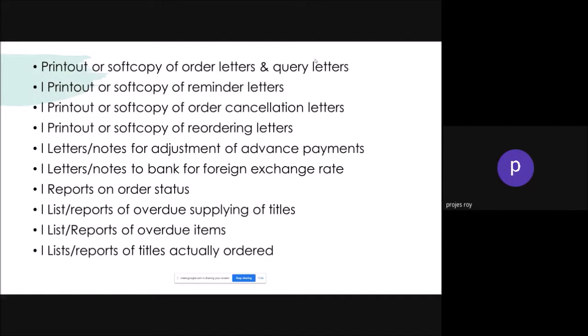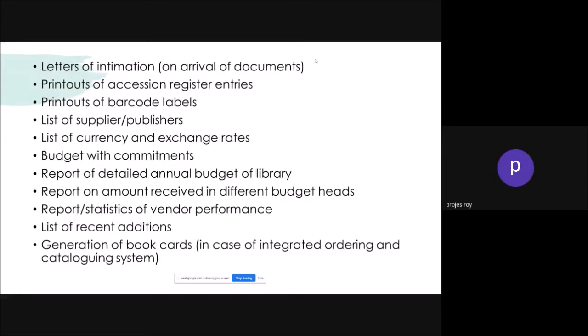Printout of soft copy of order letters, query letters, reminder letters, order cancellation letters, reordering letters, letter note for adjustment of advance payment, letter note for bank for foreign exchange, report on order status, report on overdue supply of titles, report on overdue items, and reports of titles actually ordered. So these are the steps you have to copy out.